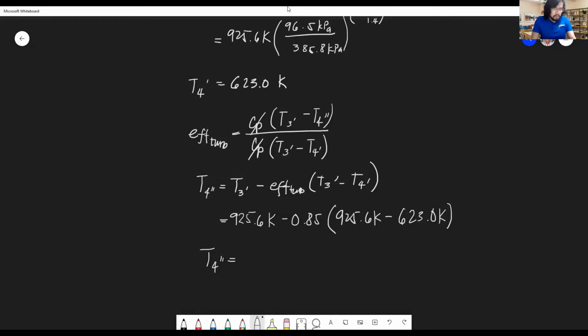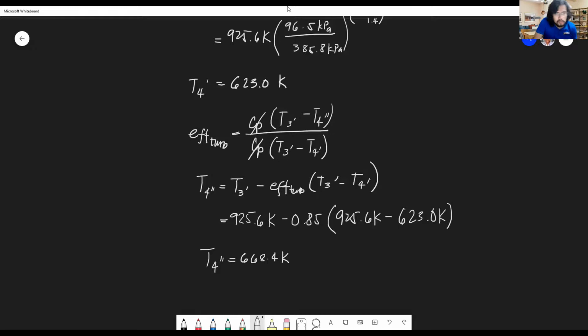Okay, so it's 668.4 Kelvin. Okay, so it's consistent. Okay, 666.4, I'm not sure if it's going to show on the screen. 668.4 Kelvin.